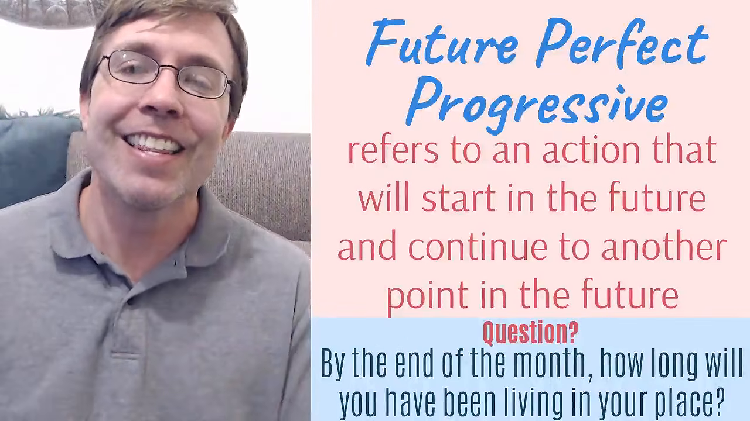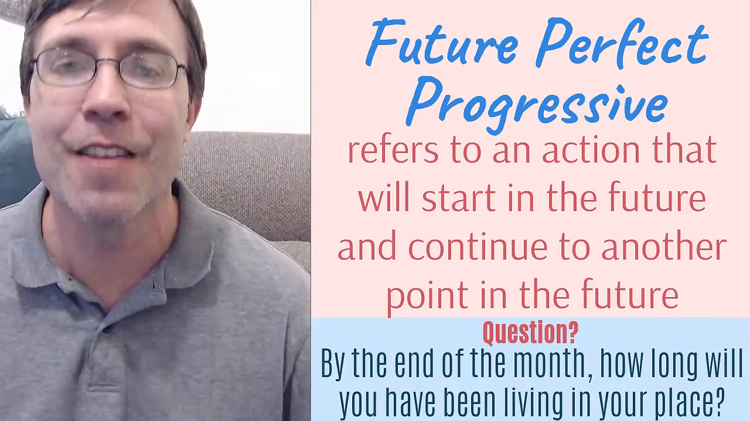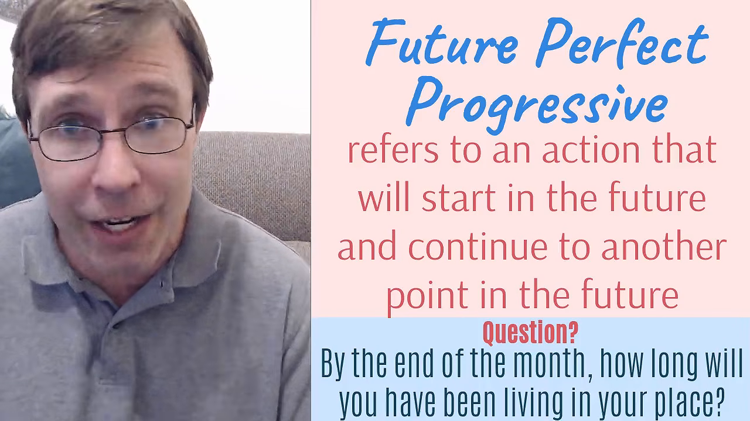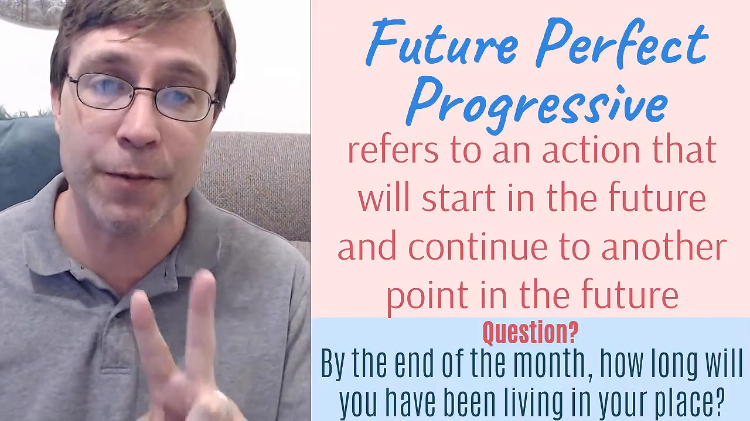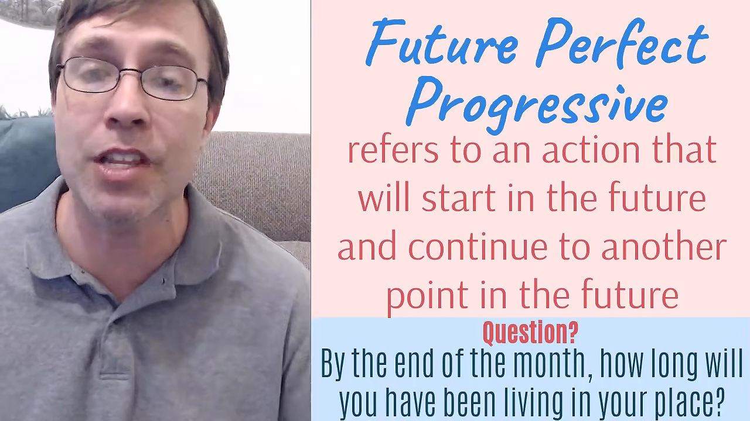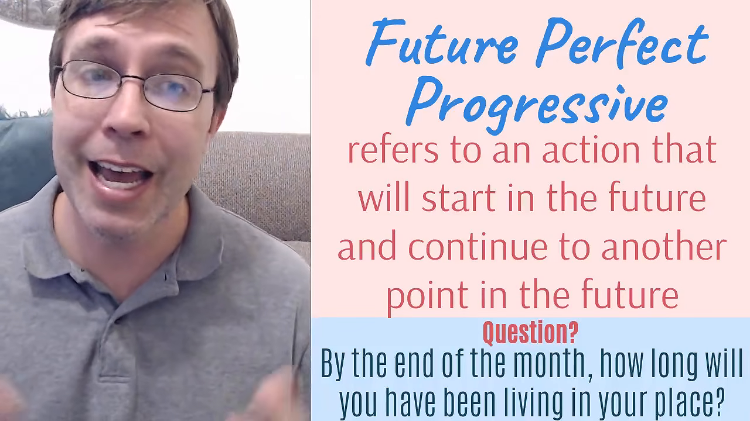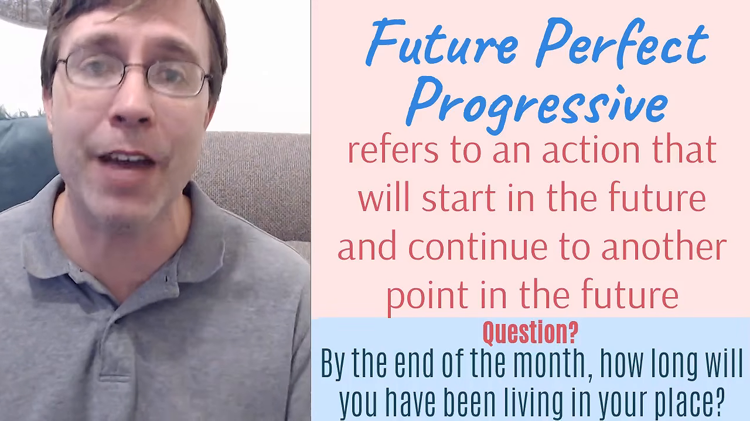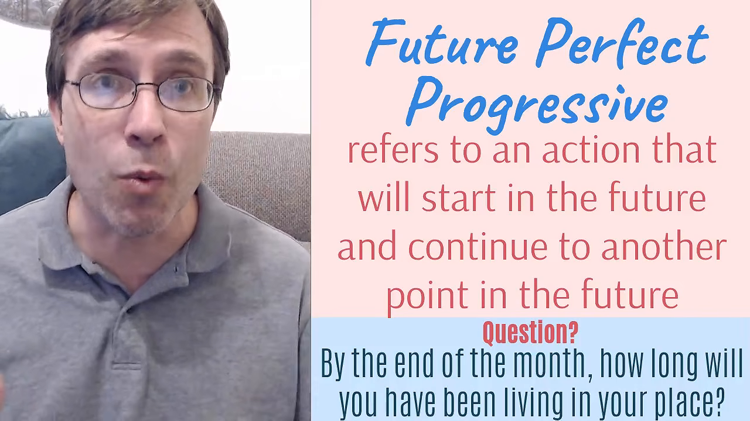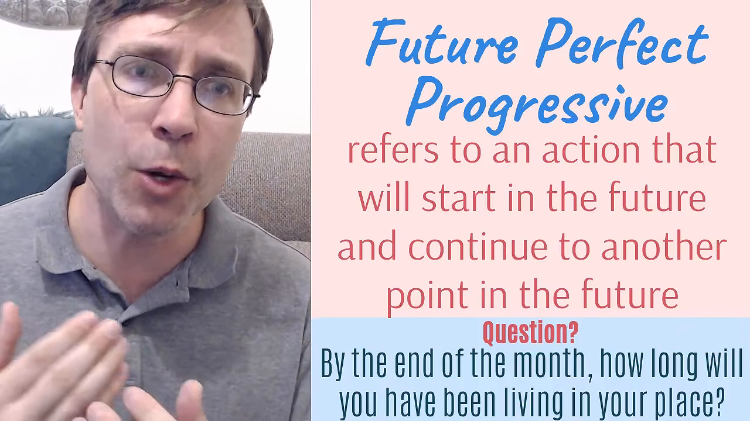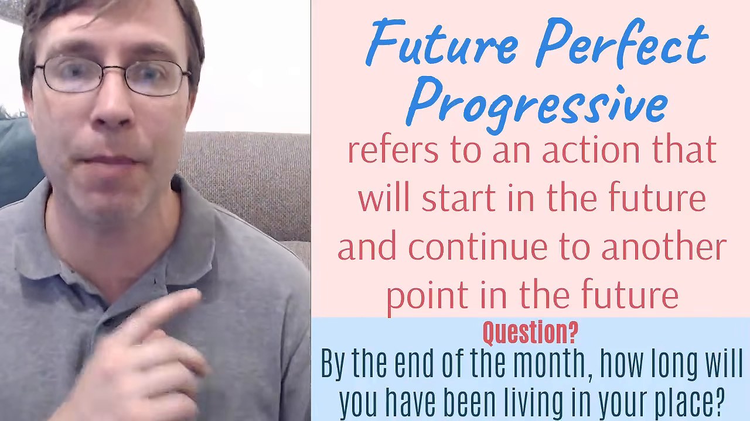Let's look at the next one, the future perfect progressive. It refers to an action that will start in the future and continue to another point in the future. Again, we're talking about those two actions in the future, but one's going to continue to the other one. It has that relationship, that connection with the future action. And once again, this is definitely more advanced grammar, the future perfect progressive, because we use them a lot with those dependent clauses, before, after, when, while, by the time, like my question.